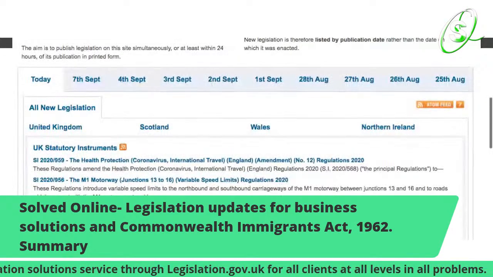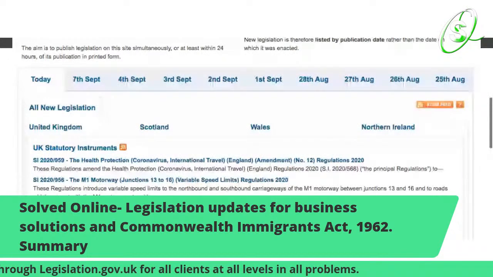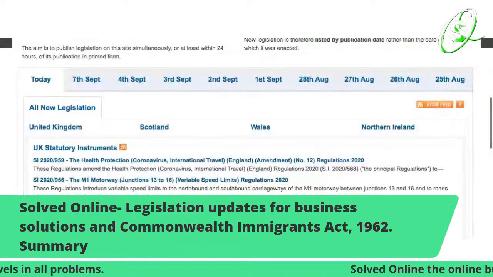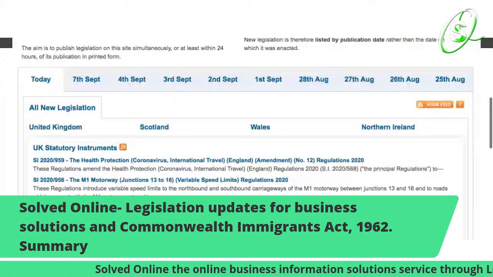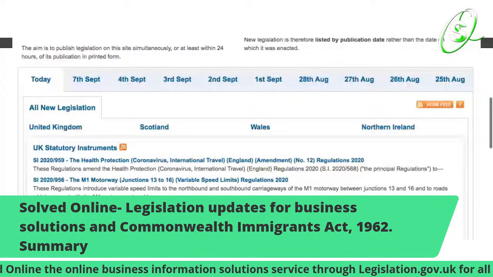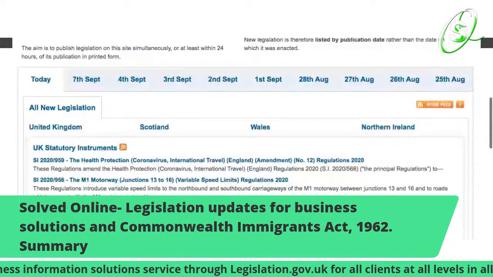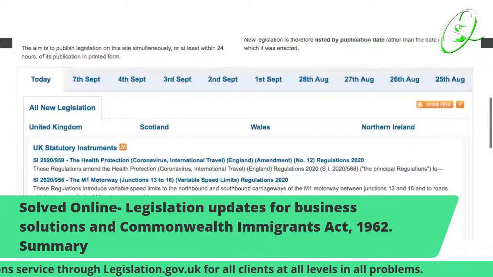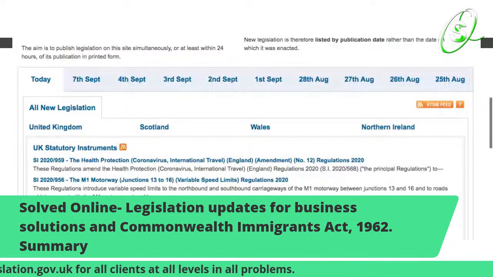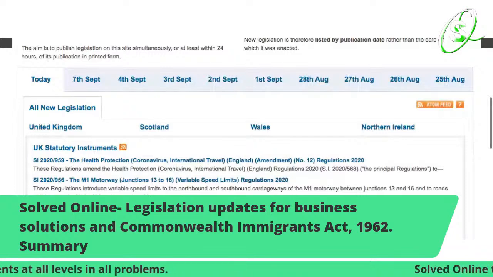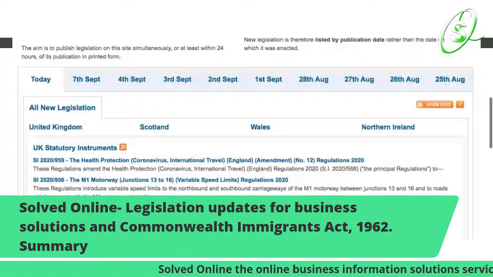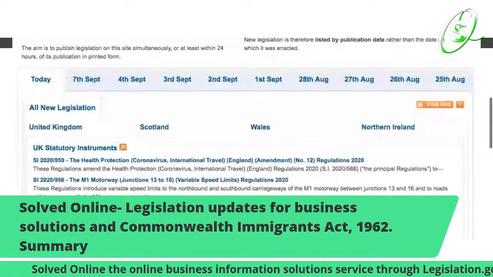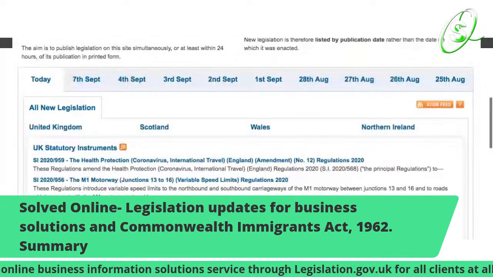So if you're on the M1 at those junctions, the variable speed limits mean the speed limit changes, so just look out for that. And talking about the health protection coronavirus international travel regulations, check out for that also. And I think the civil enforcement of parking contraventions designation is not within your county, but check that out also. Now, like I said, we're going to get into the main topic of the day.